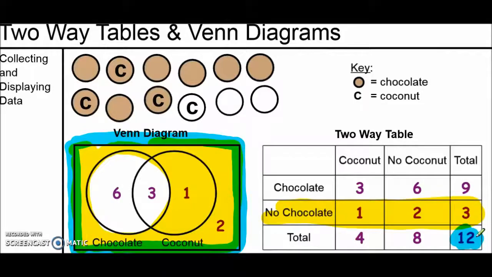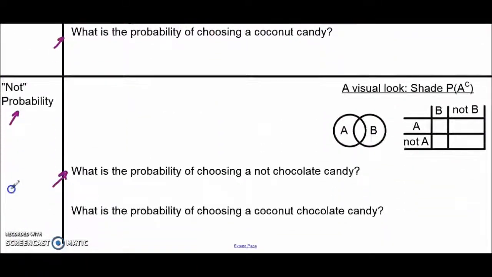3 out of 12. So the probability of choosing a not chocolate candy, we said that's going to be 3 out of 12, which as a fraction is equivalent to 1/4, or as a decimal, we can divide and get 0.25, and as a percent, that's 25%. So there's a 25% chance of choosing a not chocolate candy out of all of those candies.